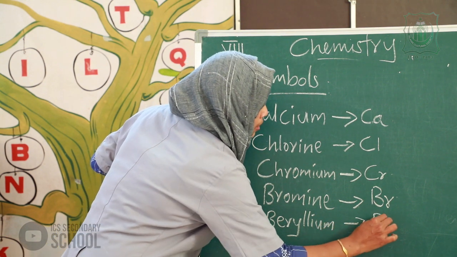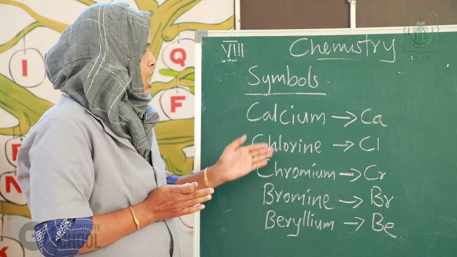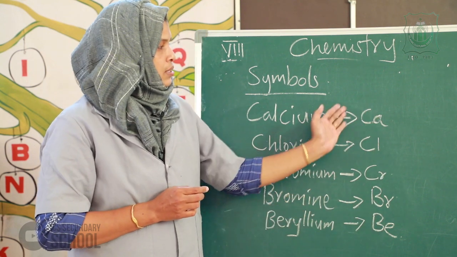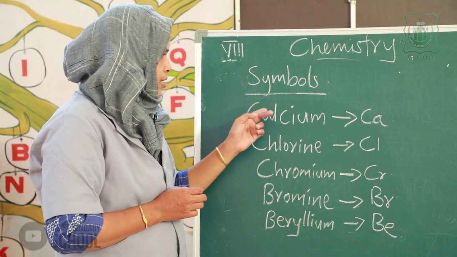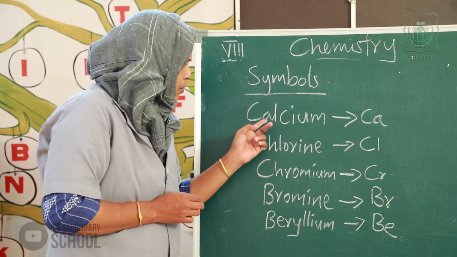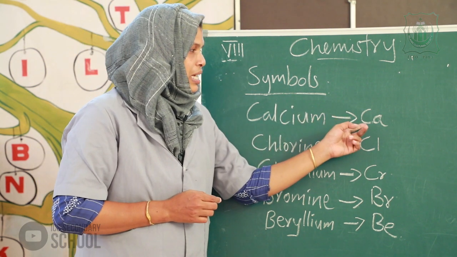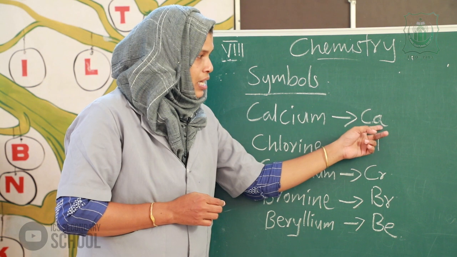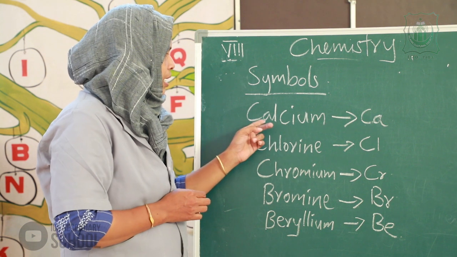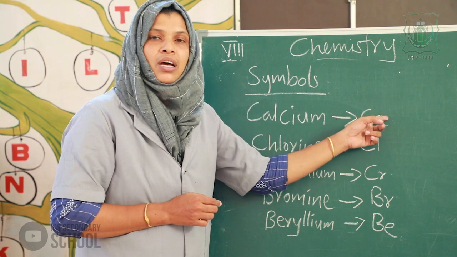Beryllium, symbol is Be. Observe these symbols. What is the peculiarity you find? Consider calcium. We write the first letter and the second letter also. The first letter is written as a capital and the second letter as a small letter only. Consider calcium. The symbol is Ca. First letter capital and second letter small letter.